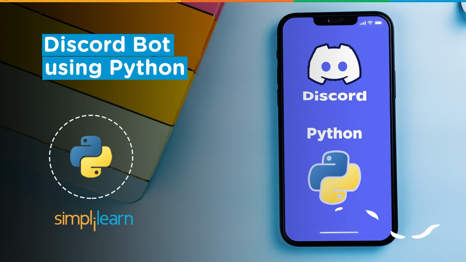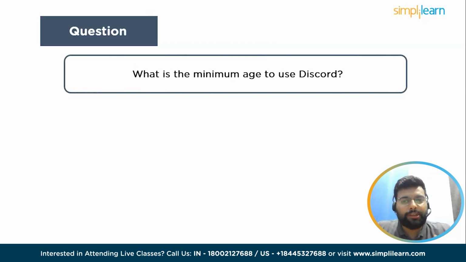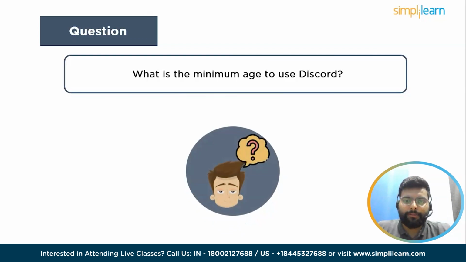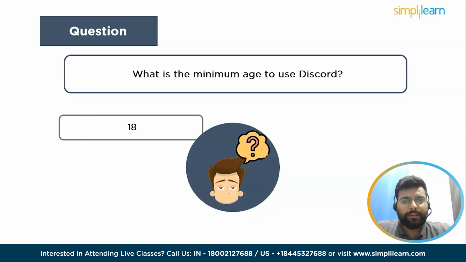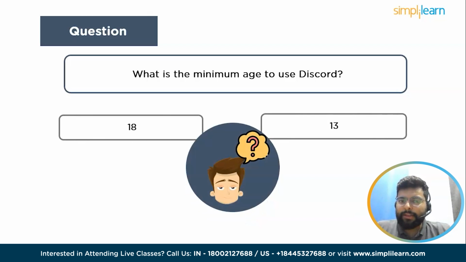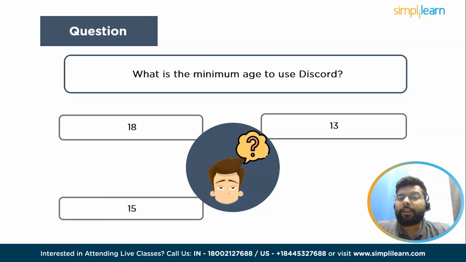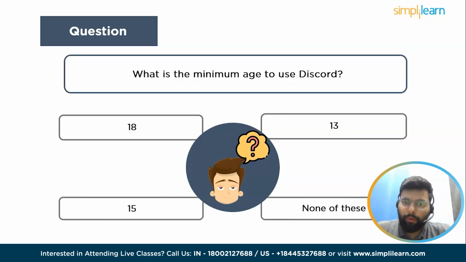And before starting, let us have a simple question to brush up on our knowledge. And it's related to Discord. Your question is, what is the minimum age to use Discord? Your options are, the first option is 18, the second option is 13, the third option is 15, and the fourth option you get is none of these. So please answer in the comment section below, pause the video, give it a thought.